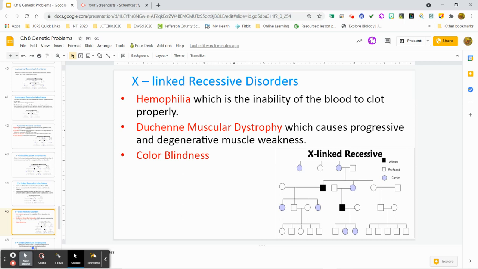Okay, so some examples would be hemophilia, which is the inability of the blood to clot properly, muscular dystrophy, and color blindness. So color blindness generally is found more in men than women because it is X-linked.